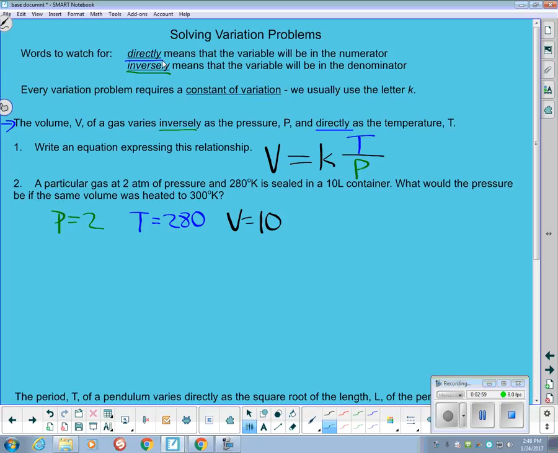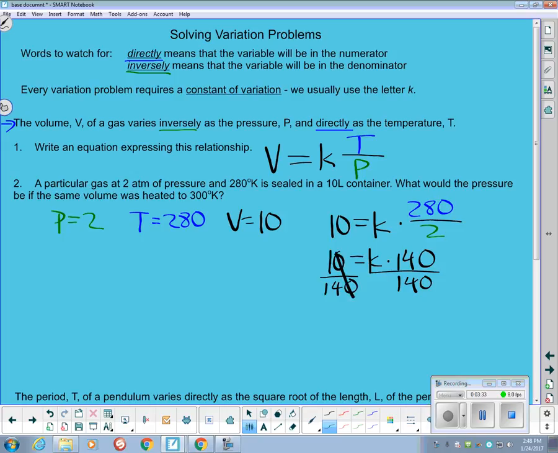And if we put those numbers into our equation, then we get 10 is equal to K times 280 divided by 2. There's only one variable left, so we should be able to solve for that. I can do 280 divided by 2 and get 10 is equal to K times 140. And then if we just divide both sides by 140, my zeros can cancel out there and tell me that K is equal to 1/14.